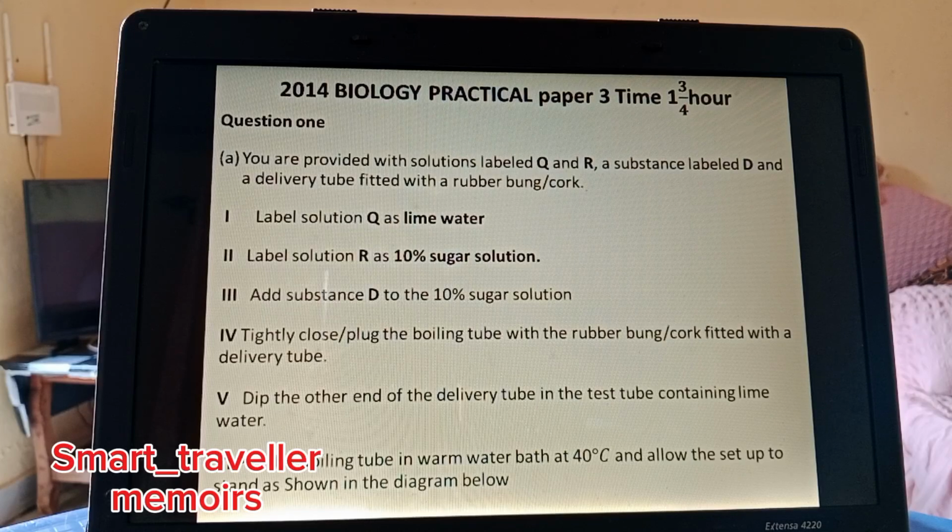In question 1, which is now dealing with the yeast, you are provided with solutions labeled Q and R, a substance labeled D, and a delivery tube fitted with a rubber bung or cork.